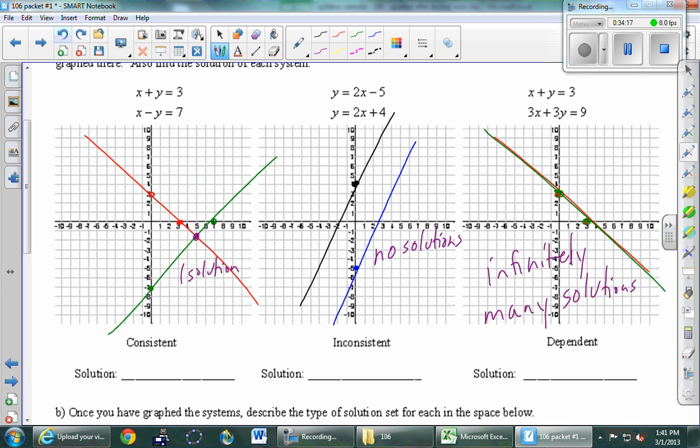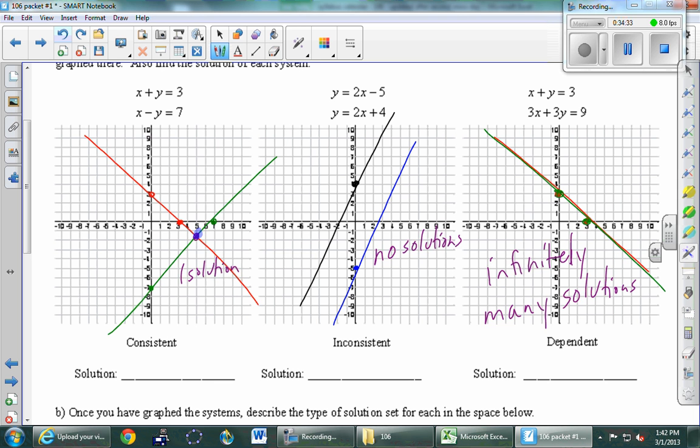How many solutions? None. In the second and last case, parallel but exactly the same line. How many solutions? Infinitely many, right? Lots of points are on both lines at the same time, as opposed to over here, that's the only point that's on both lines at the same time.